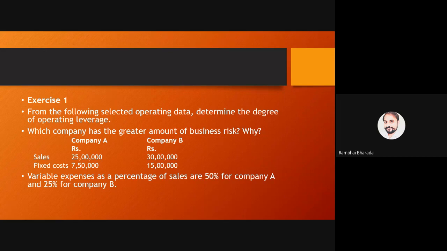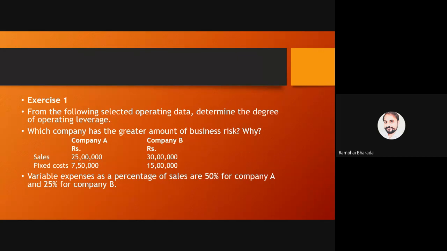Now we have done both the calculations. For company A, profit is 5 lakh. For company B, profit is 7 lakh 50,000. For company A, contribution is 12 lakh 50,000. And for company B, contribution is 22 lakh 50,000. Now put these values in the formula. So OL is equal to C upon OP.